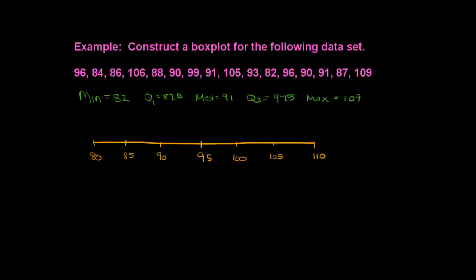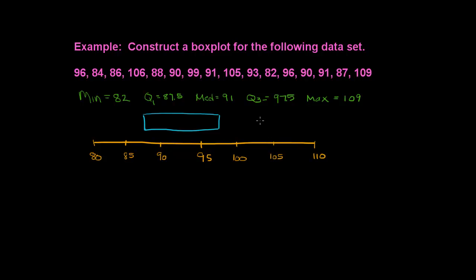Next step says to construct a rectangle beginning at Q1 and ending at Q3. Q1 is 87.5, and that just so happens to be right between 85 and 90, 2.5 above 85 and 2.5 below 90. So I'm constructing a box. That means the left side of my box is here and the right side of my box is at 97.5. Again, it's halfway between these two marks. So I'm making a rectangle, a box that starts at Q1 and goes to Q3.